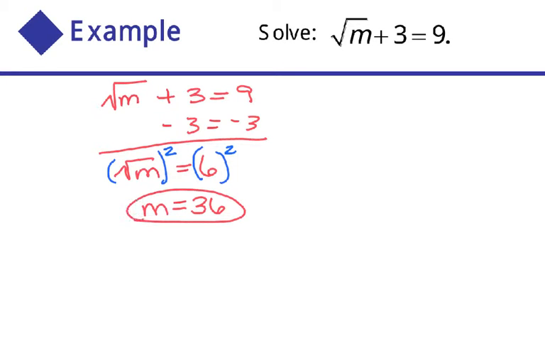That is the answer to our equation, but I want us to go back and check it. I want you to check every one of these. The reason being that on even powers, sometimes it will show you an answer that does not actually work in the original equation. So you go back to the original equation and you put in your answer and you check it. 36, square root of 36 is 6, 6 plus 3 equals 9, 9 equals 9. So that checks.